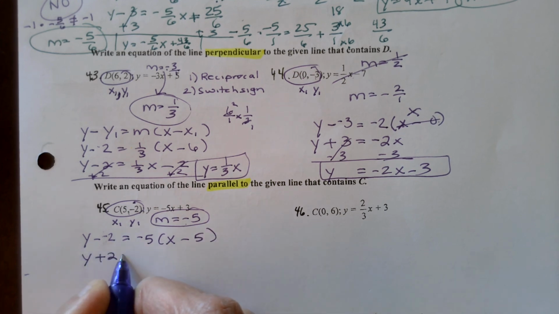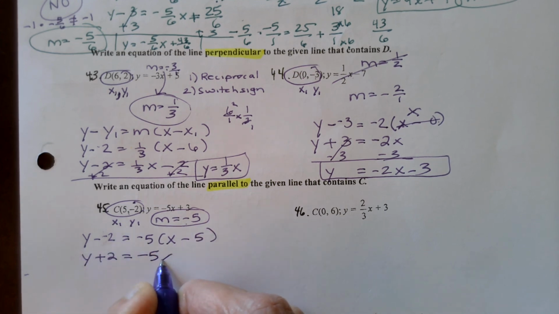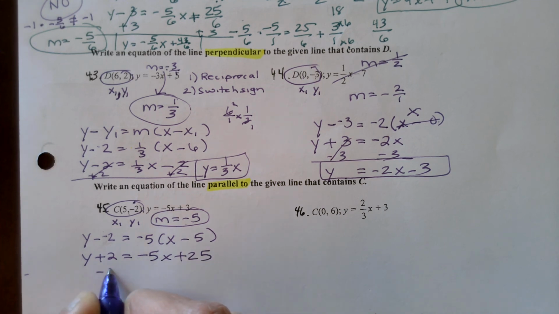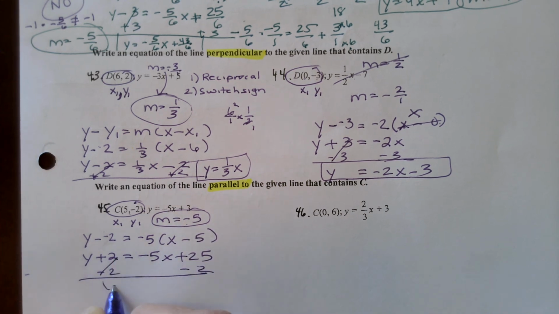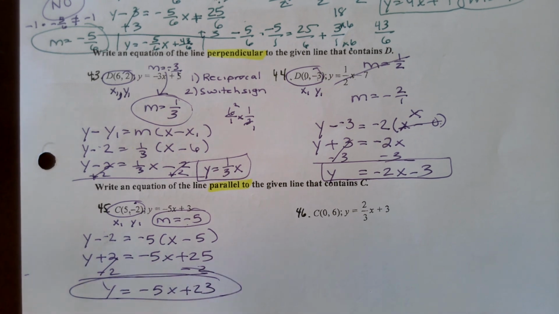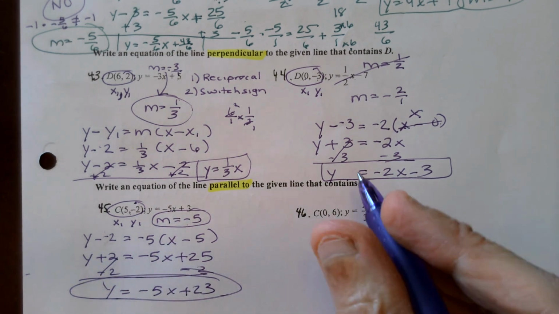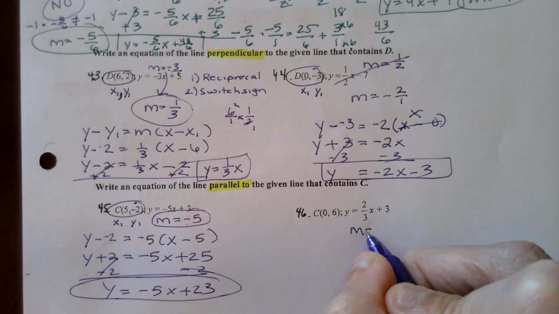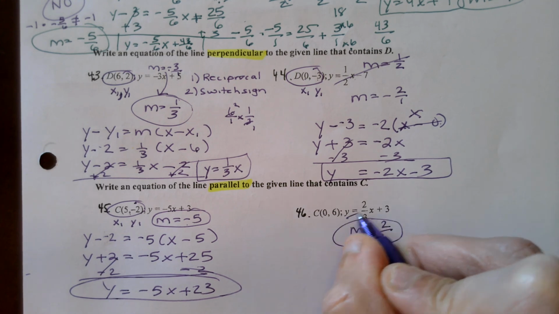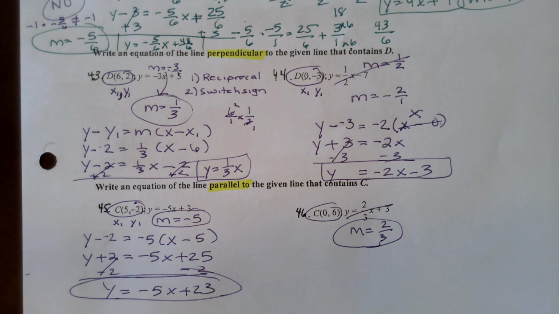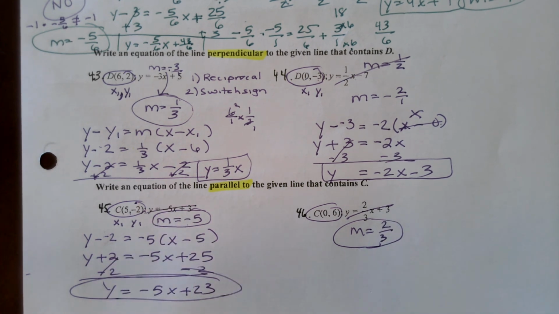Y plus 2. Distribute. Subtract 2. Okay. And lastly, slope 2/3. Done with that now. I don't need that. I need that. I need a point. I don't need this anymore. Once you get the slope, it's gone.